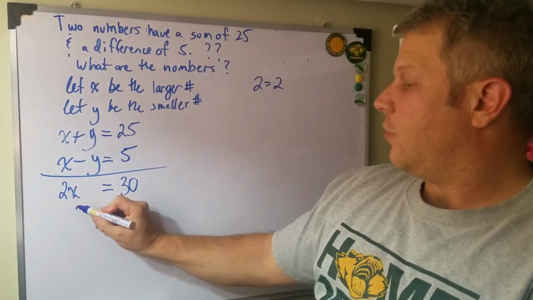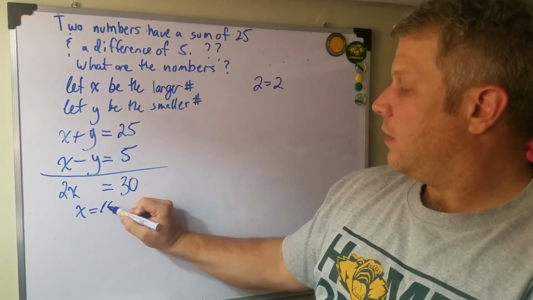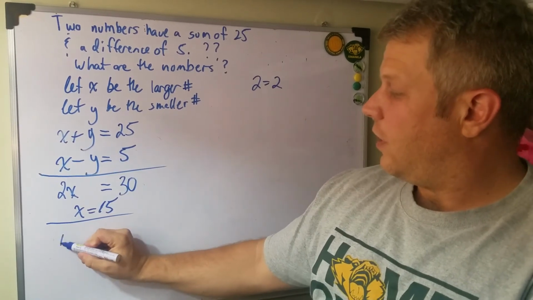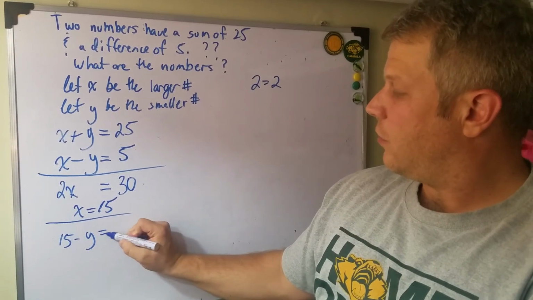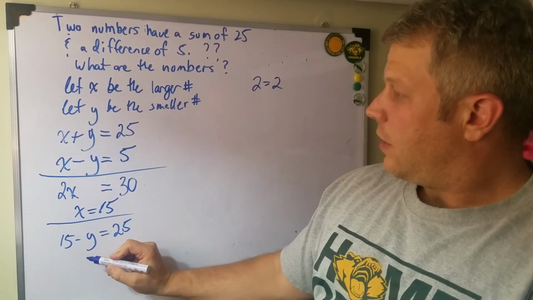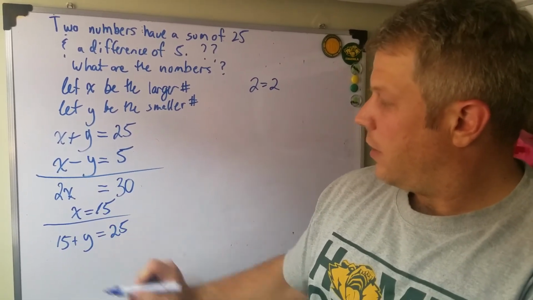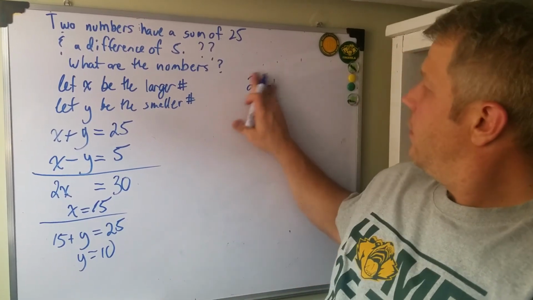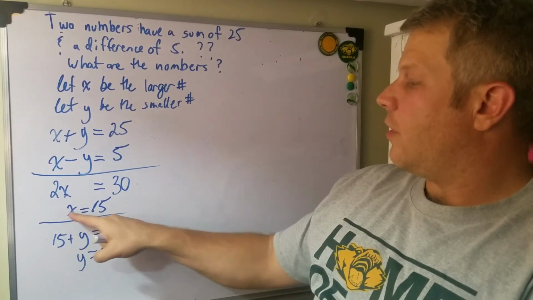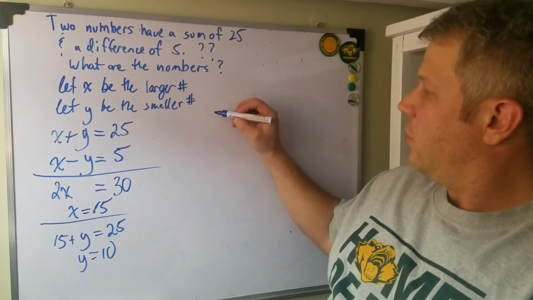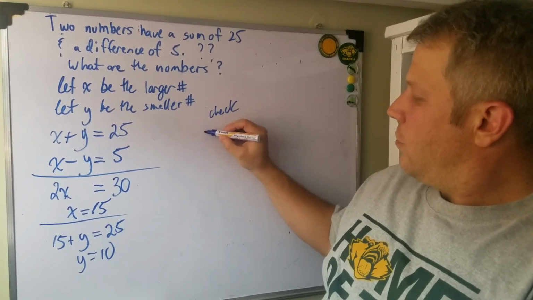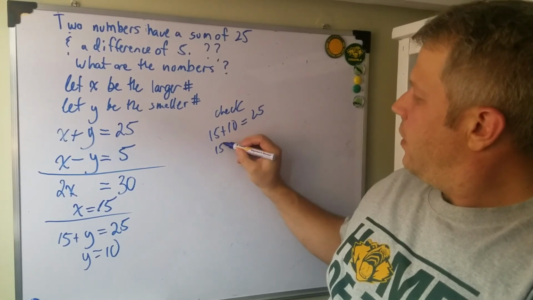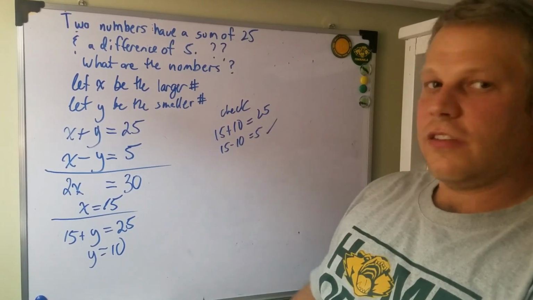So divide by 2, so x is 15. Okay? Now the easy part, I can substitute 15 for x in x plus y equals 25. And then I subtract 15, so y is equal to 10. So our larger number is 15, our smaller number is 10, so let's just check that. 15 plus 10 is equal to 25, yep. And 15 minus 10 is equal to 5, so yes, it checks out there. Good job.